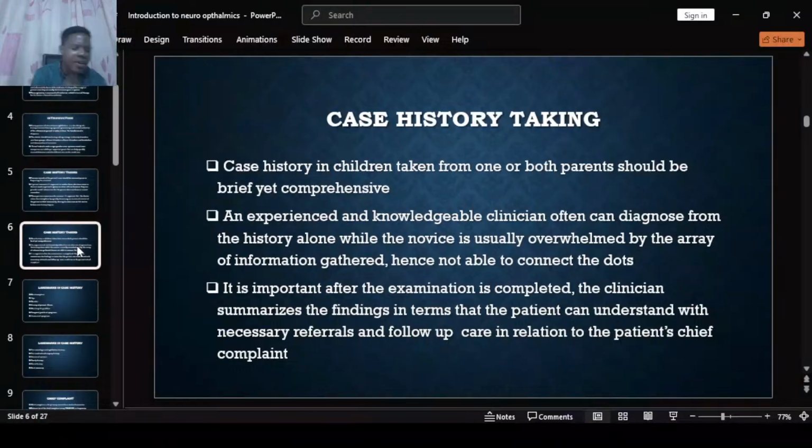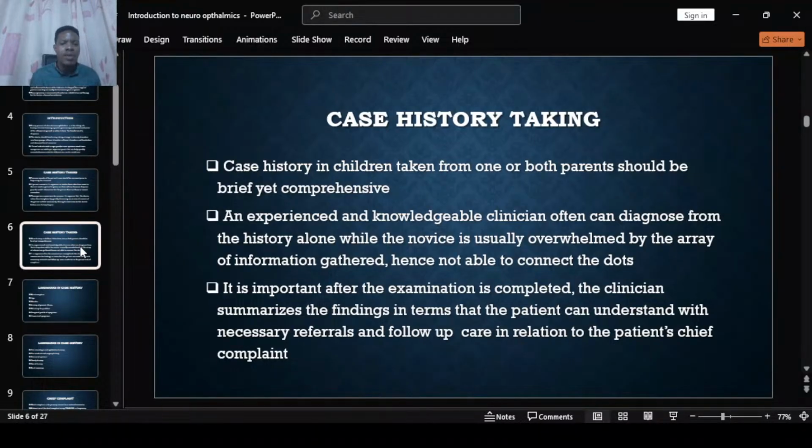And an experienced and knowledgeable clinician often can diagnose from the history, while the novice is usually overwhelmed by the array of information gathered, hence not able to connect the dots. So the more you handle neuro-ophthalmic cases, the more you begin to see that you can even form a diagnosis from just a statement. From just a statement, you can pinpoint what you are dealing with. This is why the more you are exposed to it, the better you become.